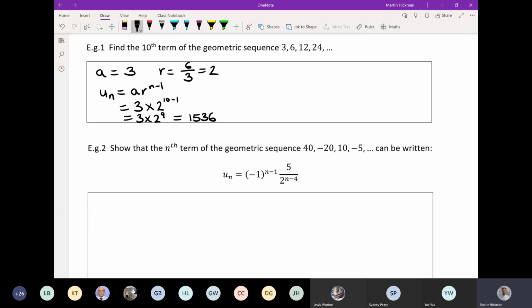Remember, BIDMAS here, you need to do your 2 to the power of 9 first before you multiply it by 3. Don't multiply the 3 and the 2 first. It's a common mistake that we have seen come up before, so make sure you don't fall into that trap.